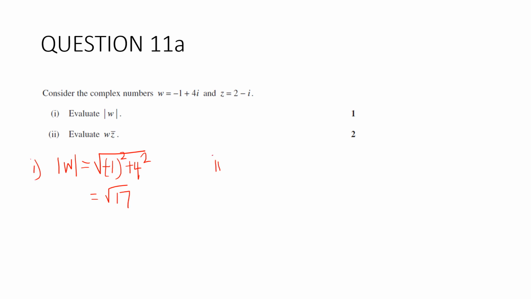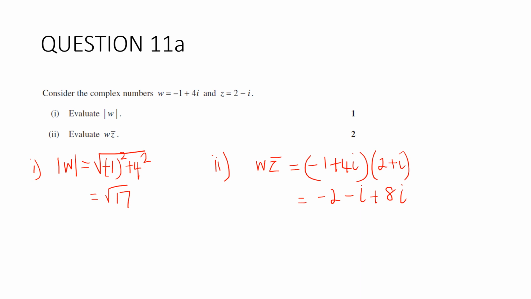And part 2, evaluate w multiplied by the conjugate of z. So that's -1 plus 4i multiplied by the conjugate of z, which is 2 plus i. And just expanding that, -2 minus i plus 8i minus 4 is equal to -6 plus 7i.